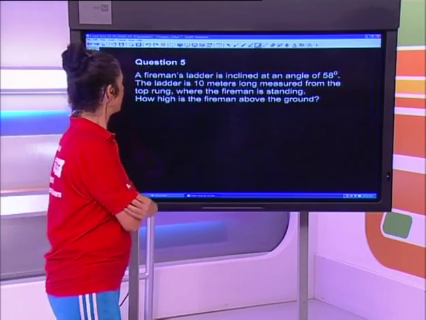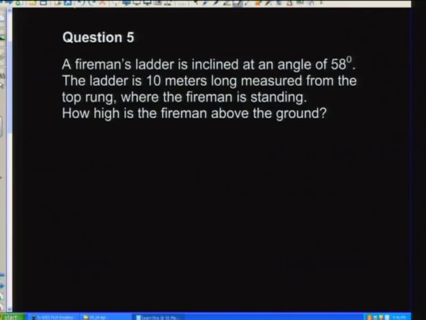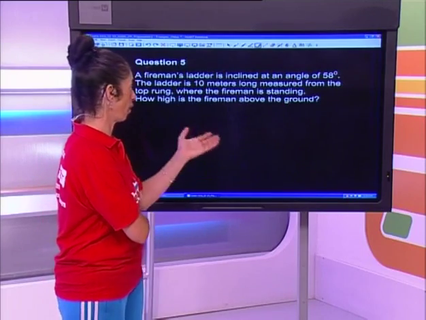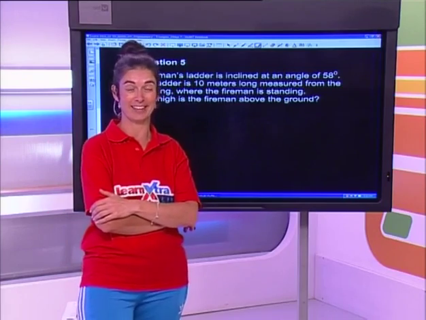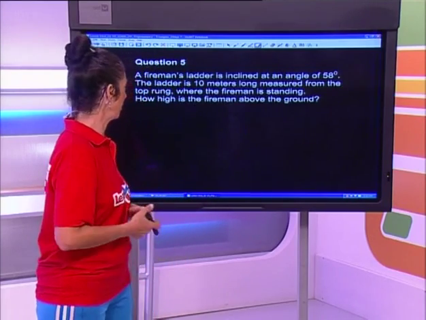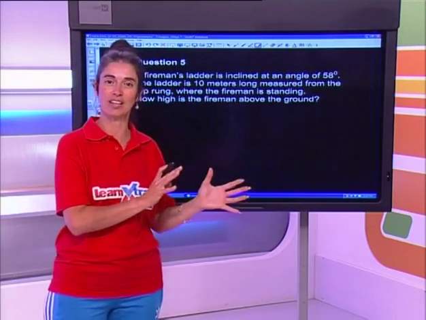The first one says, a fireman's ladder is inclined at an angle of 58 degrees. The ladder is 10 meters long, measured from the top rung where the fireman is standing. How high is the fireman above the ground? Now, you might ask how we know the angle is 58 degrees. Maybe we would rather know how high the man is above the ground and work out the angle at which the ladder is placed. But nevertheless, let's work with the given information.